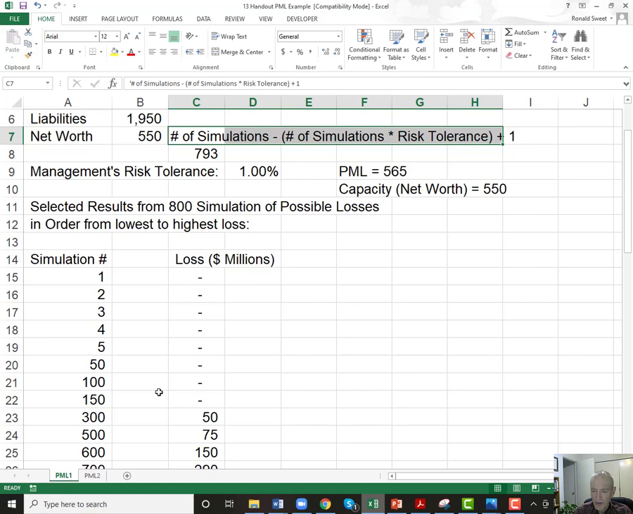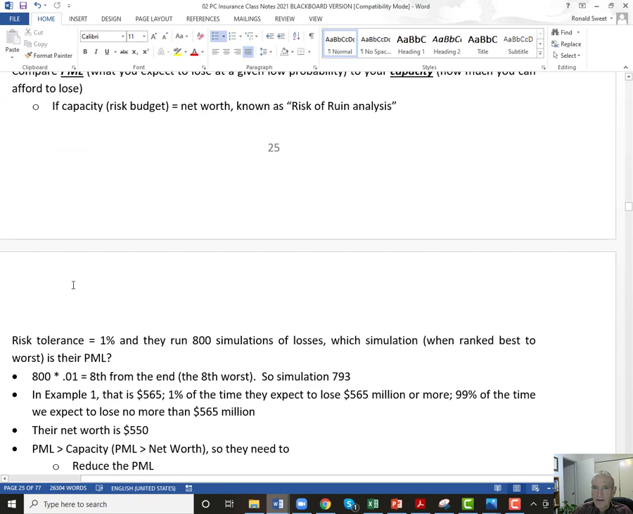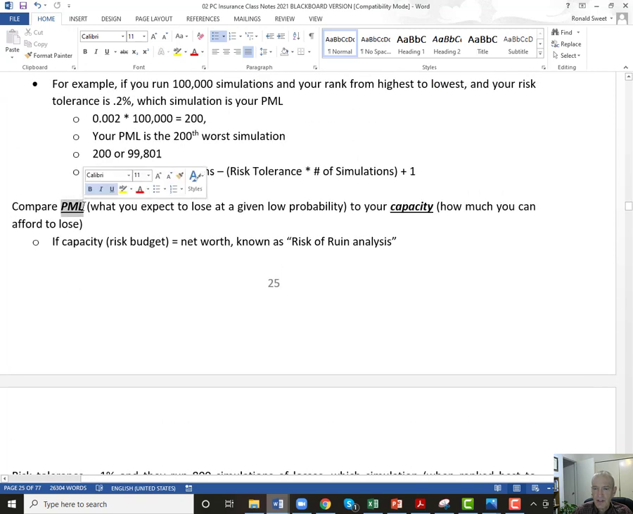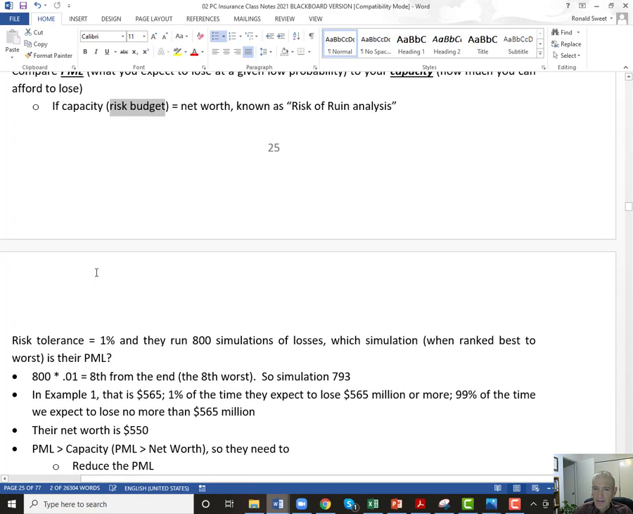So the more important thing might be, what do you actually do with these numbers once you get them? All right, so we compare the PML, that's what you expect to lose at that probability or more, to your capacity, how much can you afford to lose? If capacity equals your net worth, we call that risk of ruin analysis. It's a special case of value at risk or probable maximum loss, where you're making sure that you don't go out of business. If 1% is your risk tolerance, you don't want to risk going out of business more than 1% of the time.